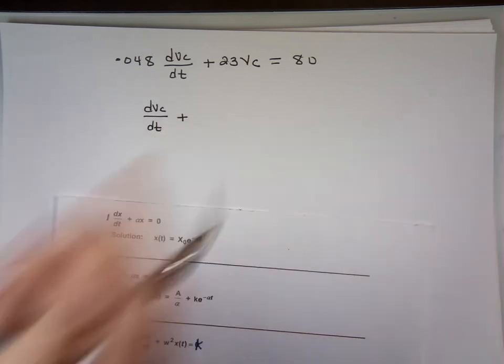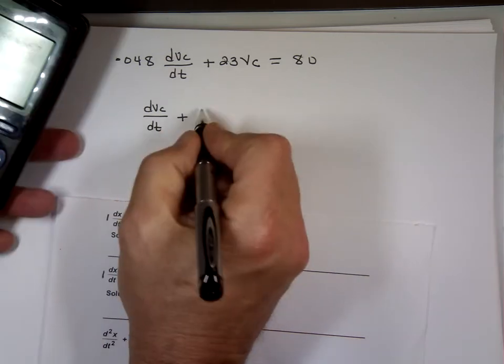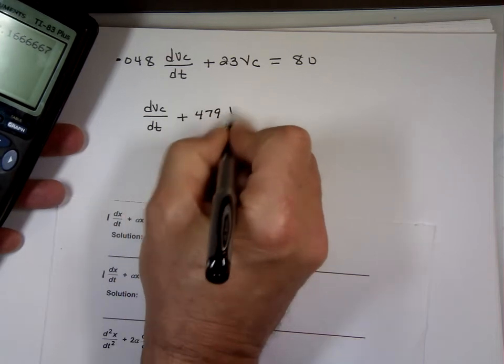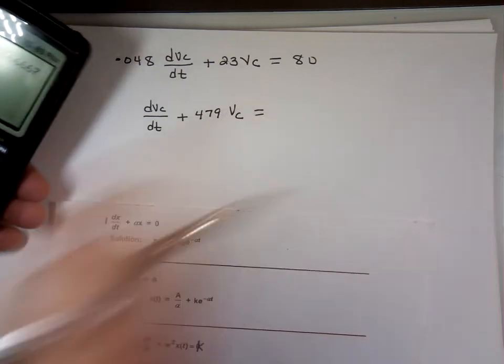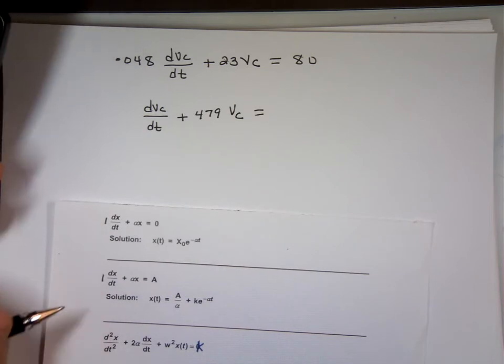So dVc dt plus 23 divided by 0.048, roughly 479 is 0.16. I'll go 479, that's fine. What's 80 divided by 0.048? And I got 1667.